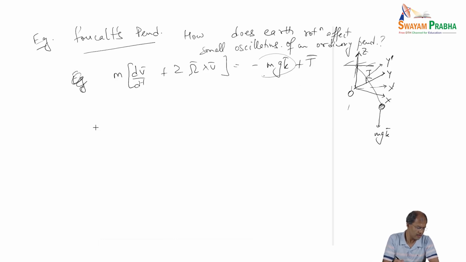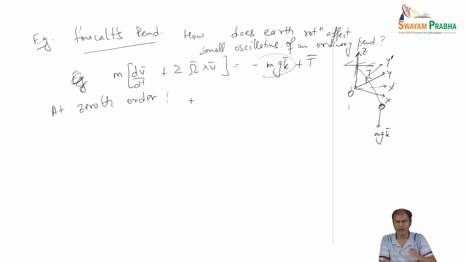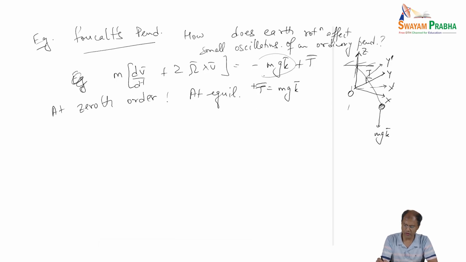Let us see now in the 0th order. What do we mean by the 0th order? When there is no acceleration, or no net forces, or no Coriolis effect of the Earth, then we expect that the tension in the string is balancing the weight of the mass. So this is at equilibrium. At equilibrium, T is equal to mg k.